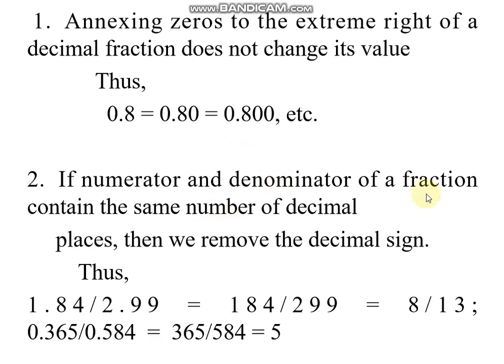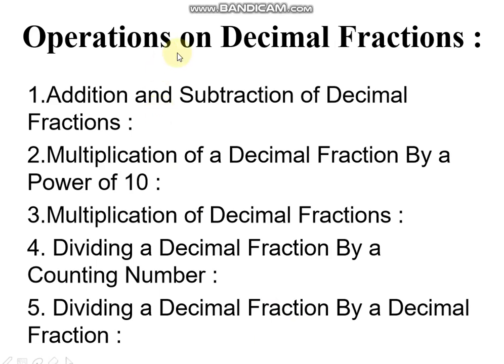Okay. If numerator and denominator of a fraction contain the same number of decimals, we remove them and simply divide the numbers. For example, here two decimals in both numerator and denominator. So just remove them and make it a fraction and simplify. Here three decimals in numerator and denominator. Just remove them and as usual you can divide.